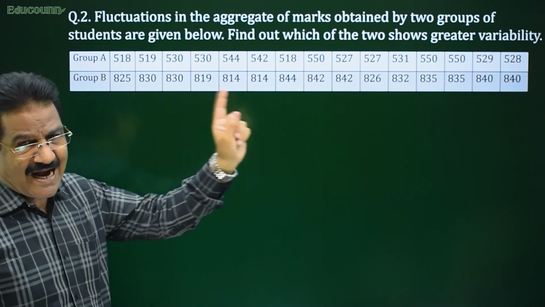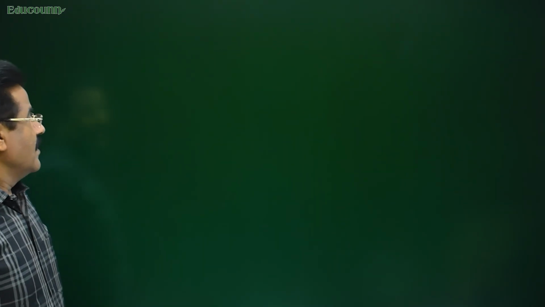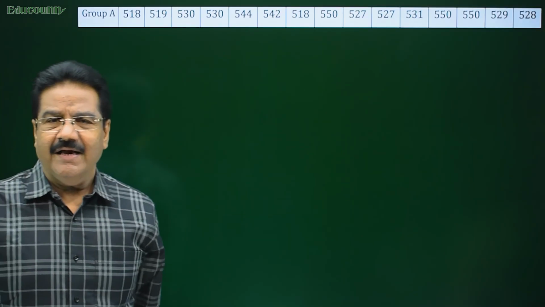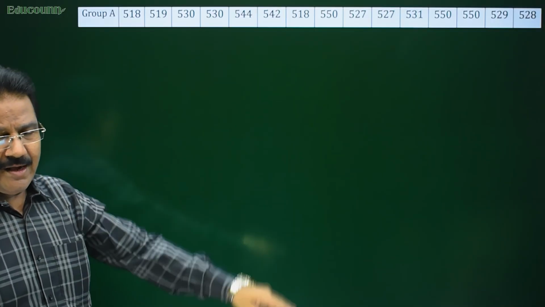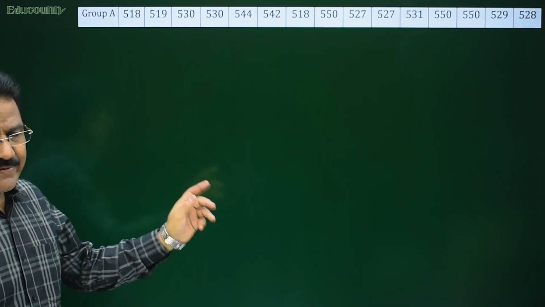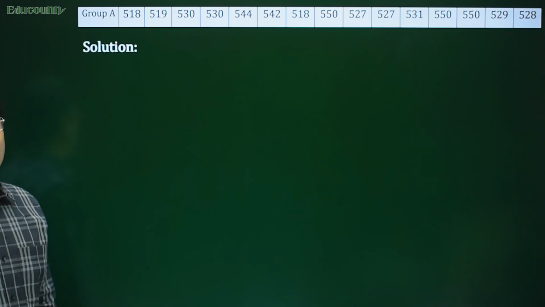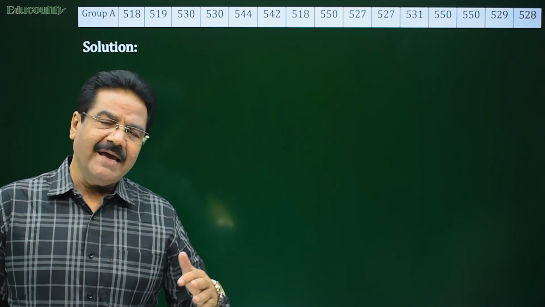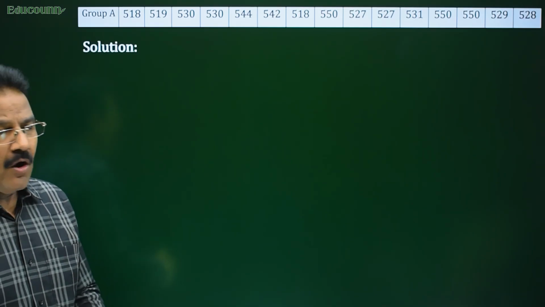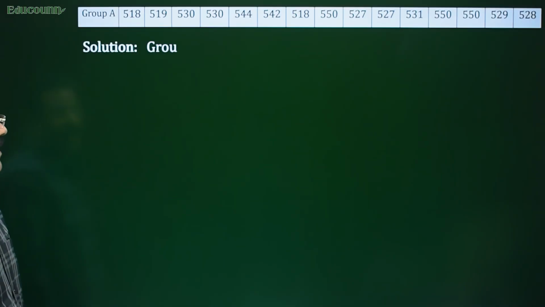Let us see. We will start with group A. So let us take group A. So let us take the solution. For sake of convenience, this group A is written over here as it is from the question. So we are going to prepare data in the form of frequency. How it can be done? Let us understand. So group A, first of all, we'll assume that as X.